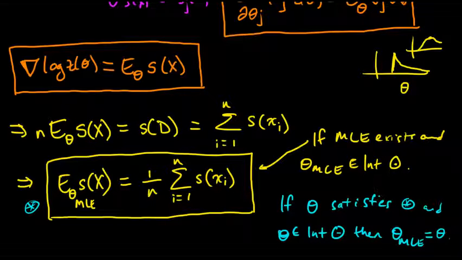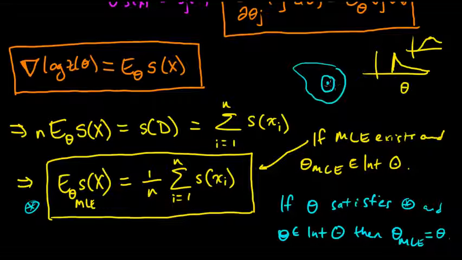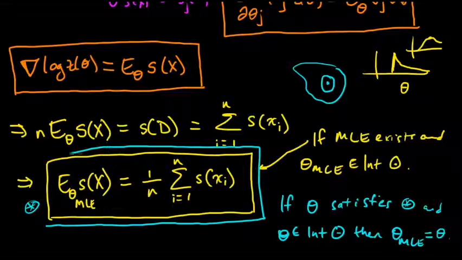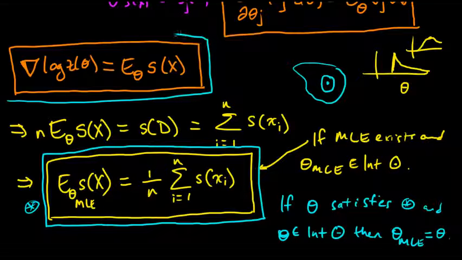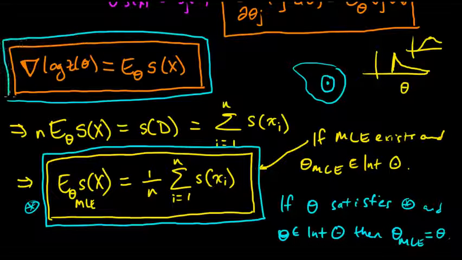And just briefly, the interior: a point is in the interior if there's a ball around that point that's contained in the set. Okay, so that's a very nice characterization of the MLE. And this is also a very nice characterization of the expected value of this sufficient statistic.